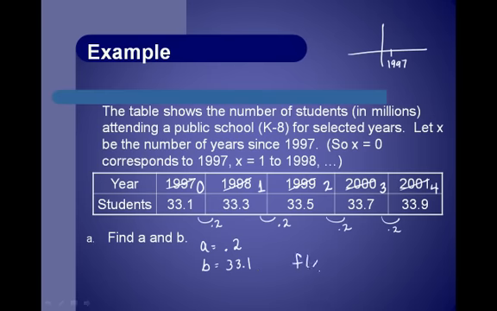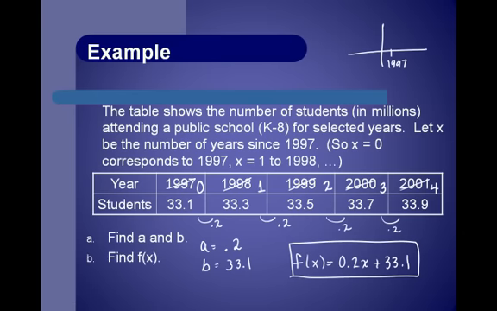So our function is going to be 0.2x plus 33.1, and this is a formula used to calculate the number of students attending a public school for any given year. And part B says find f(x). Well, we just did it, so f(x) is 0.2x plus 33.1.